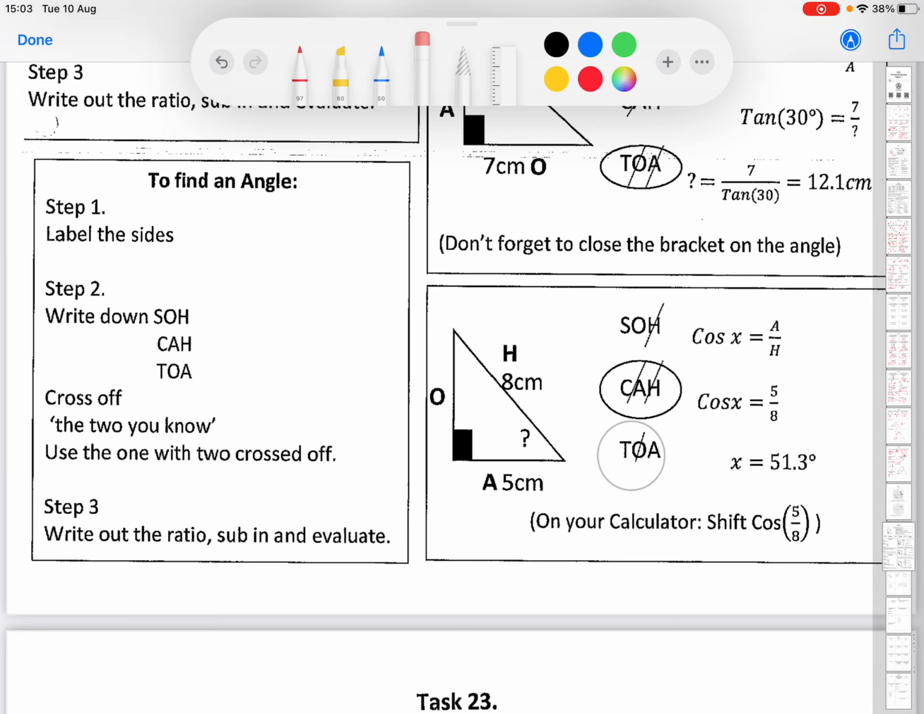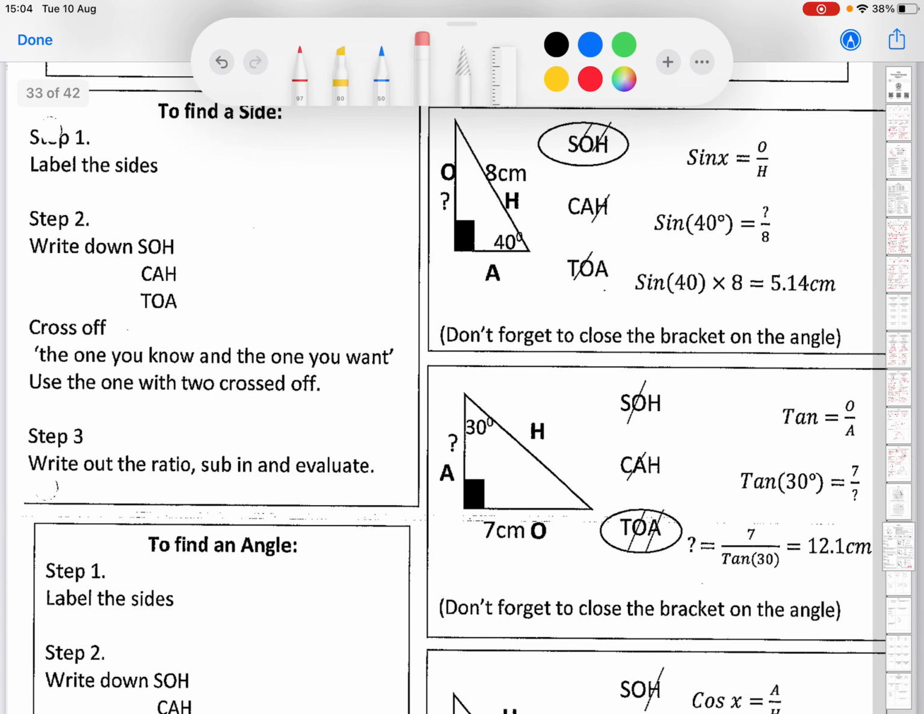If you're finding an angle, you need to shift. So exactly the same thing, but this time you don't have the x. In this case, we've got cos, because CAH is A over H. So to find that angle, you're just going to press shift cos of 5 over 8. You don't have to work out 5 over 8 if you don't want to. You can keep it in your calculator. Make sure it comes up with a little to the -1. So it'll have cos to the -1 of 5 over 8. Okay, so you're shifting if you're finding an angle.